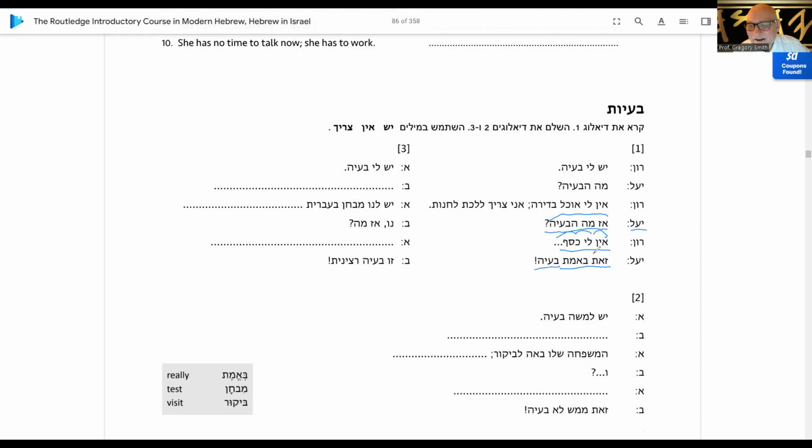Yael says, Zot ba'emet ba'aya. I see, this is in truth a problem. זאת באמת בעיה. Okay, that really is a problem. Notice how they use the word emet for truth. But if you translate it in the vernacular of Israeli Hebrew, it would be like, this is really a problem. But literally it says, this in truth is a problem.